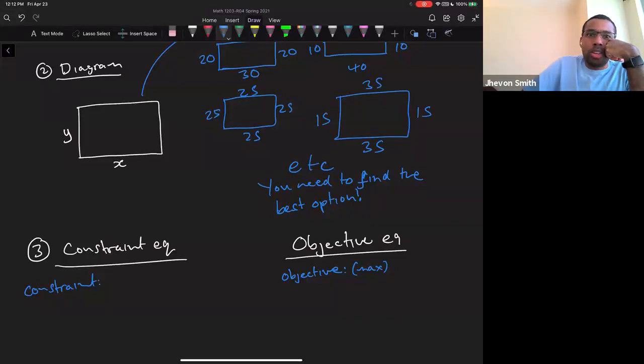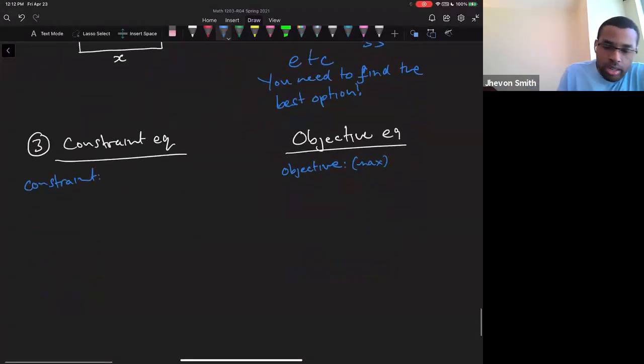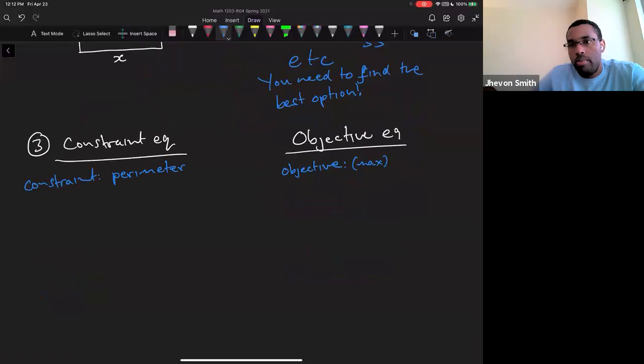So now you're told that, oh, we only have 100 feet of fencing, which means the length of the lines that you drew needs to add up to 100. That means the perimeter should be 100. So your constraint here is the perimeter of the rectangle. It cannot be whatever you want. It has to be 100 feet around.